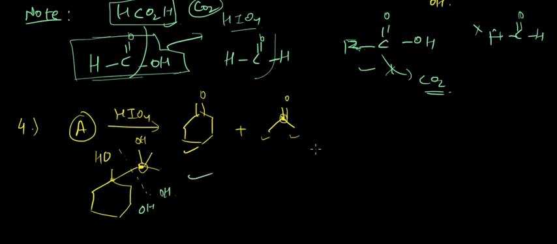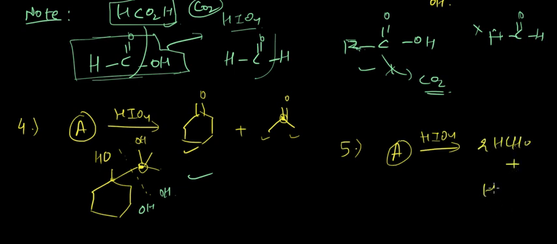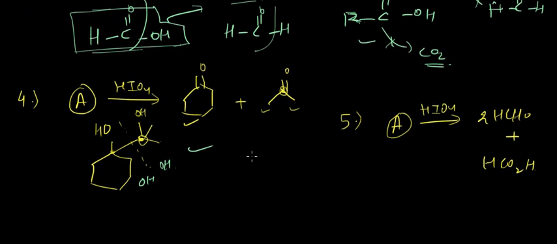Okay, so let's discuss another example where we have something like A product reacting with again HIO4 and forming 2HCHO plus something like HCO2H. Okay, so what would be the product A? Product A would be nothing.